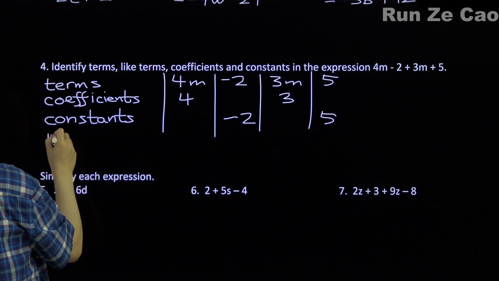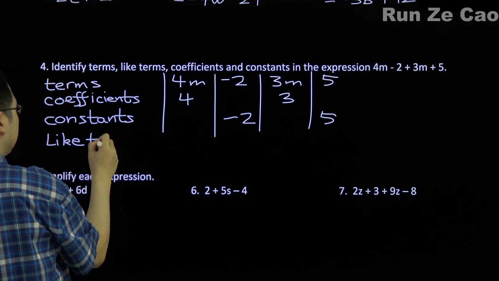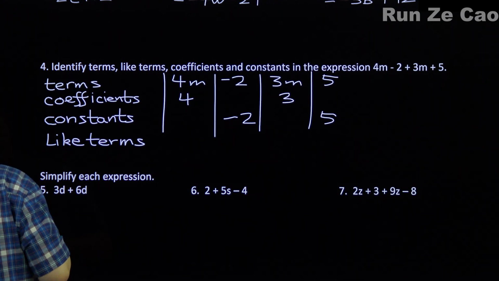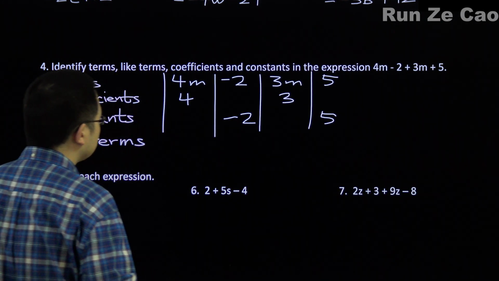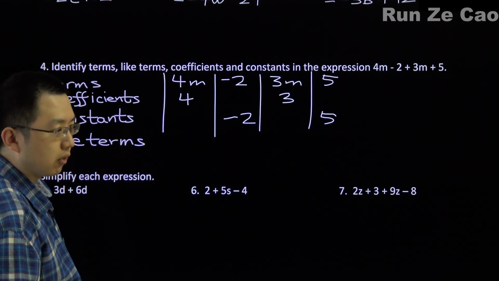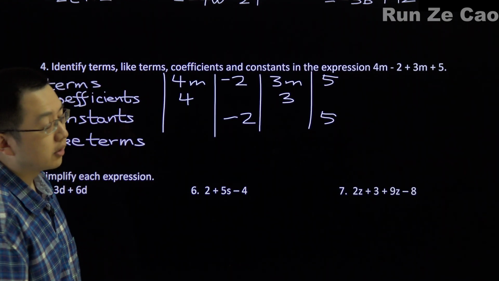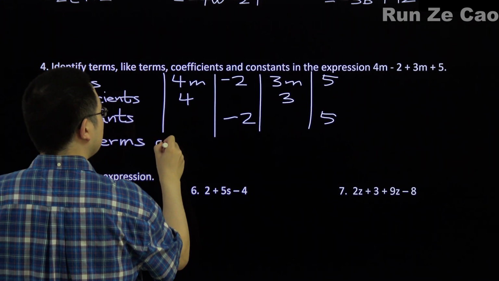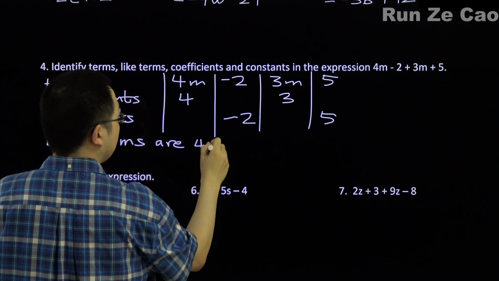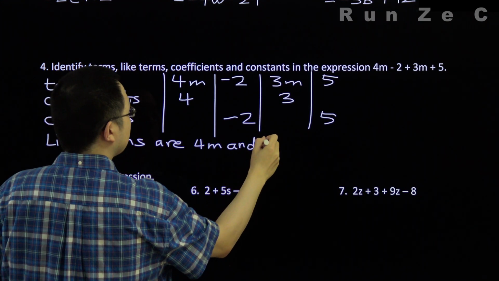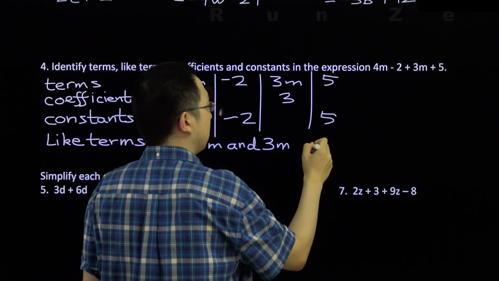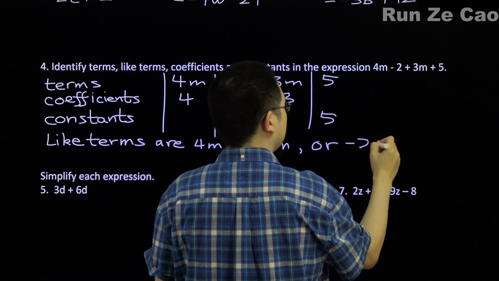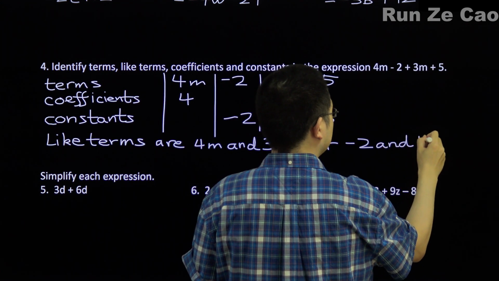The like terms, if you have multiple constant terms, they are like terms, because they have the same variables to the same exponents. In other words, none of them, or to the exponent, all of them to the exponent of 0. Like terms are 4m and 3m, or negative 2 and positive 5.